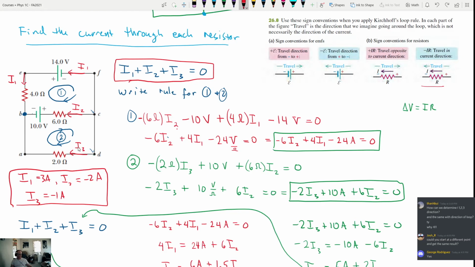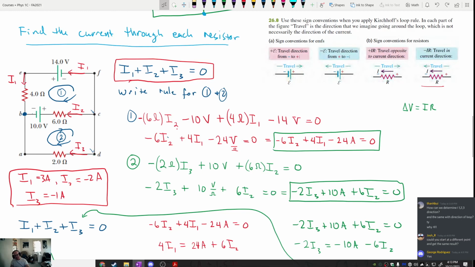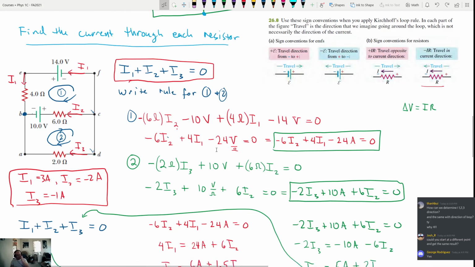Anyway, that is an example of a Kirchhoff's law problem. I think we're kind of out of time, aren't we? Yeah, we're pretty much out of time.